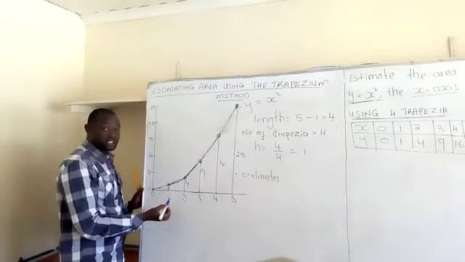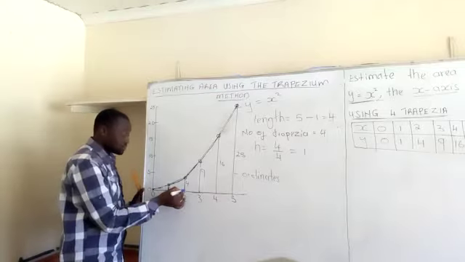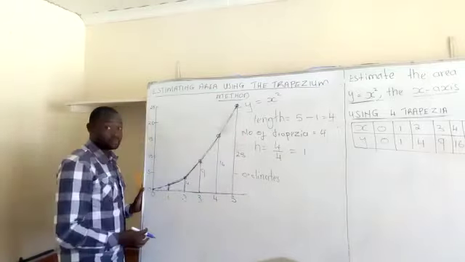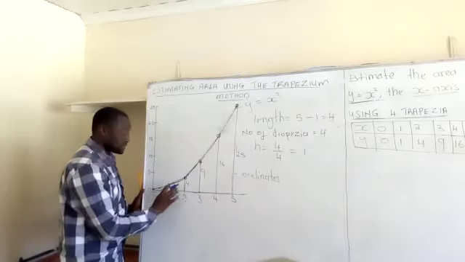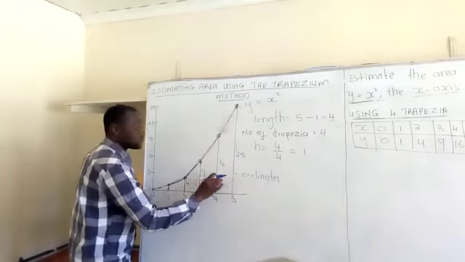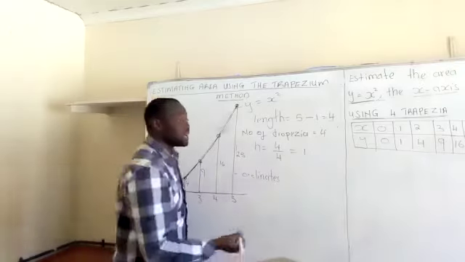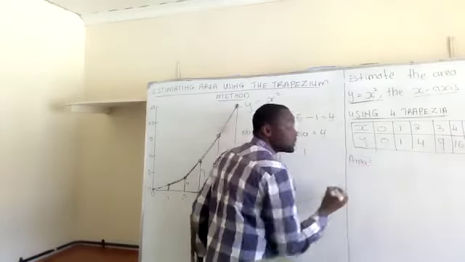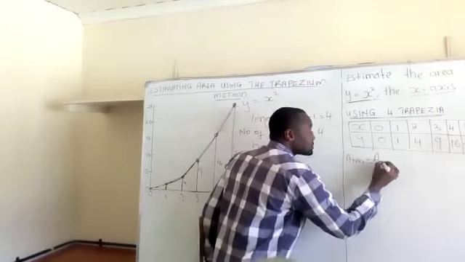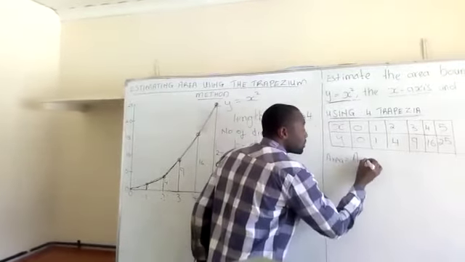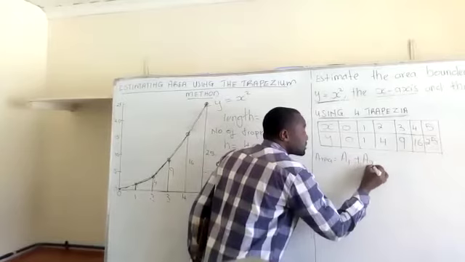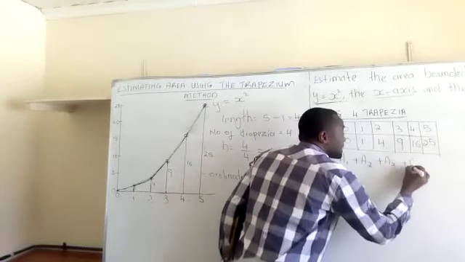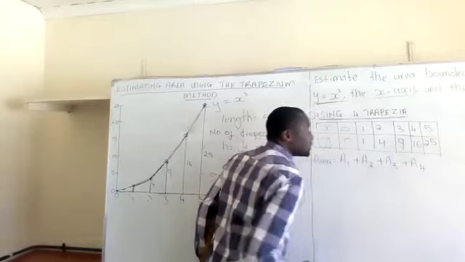How many ordinates do we have? 1, 2, 3, 4, 5 of them. For how many trapeziums? 1, 2, 3, 4. And therefore we go ahead and get the area. The area will be equal to the area of trapezium 1, plus the area of trapezium 2, plus the area of trapezium 3, plus the area of trapezium 4.